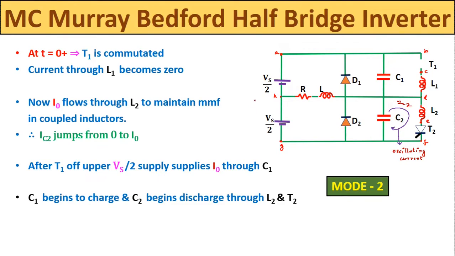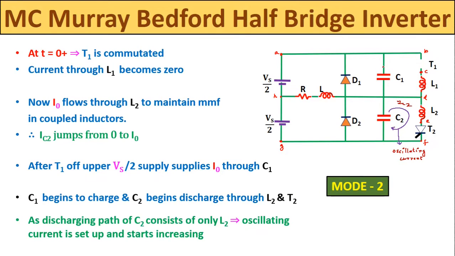So in this instant, at time t is equal to 0 plus, what is happening? C1 capacitor will charge and C2 capacitor will discharge. So as the discharging path of the C2 capacitor consists of two resonant components L2 and C2, the current which is flowing in this loop will be oscillating in nature. That means IC2 will be oscillating in nature and starts increasing.